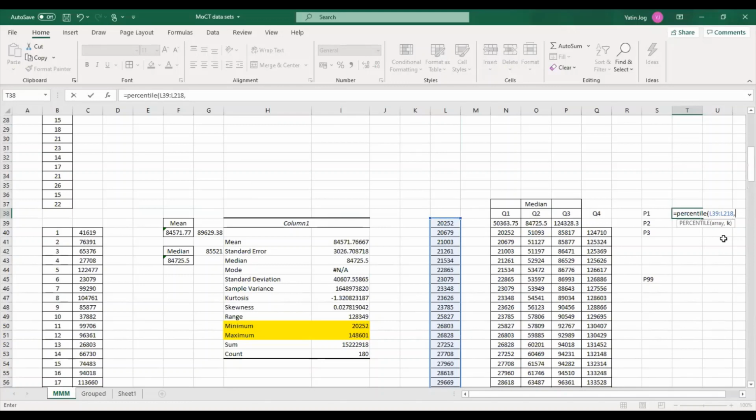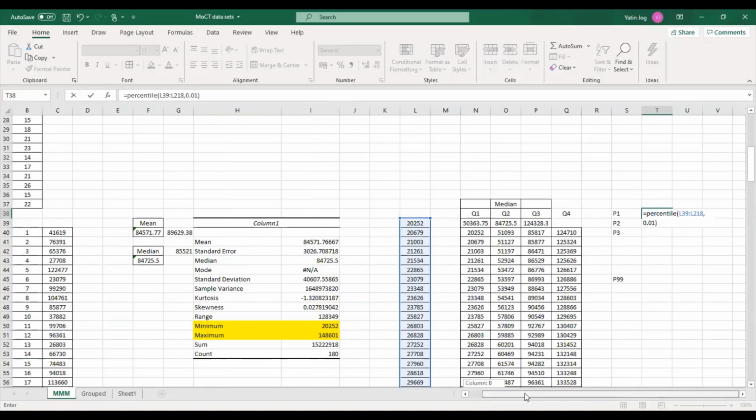what should I put? Can I put 1 only? Anyone? If it is a percentile, can I put 1 only? Percentile means 1 upon 100. If it is the first percentile, it is 1 upon 100. So it is 0.01. That is how you can put the second argument. So which percentile do you want to calculate? If you want to calculate the 10th percentile, then it is 10 upon 100, that is 0.1, and so on.